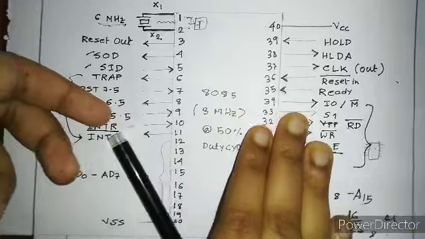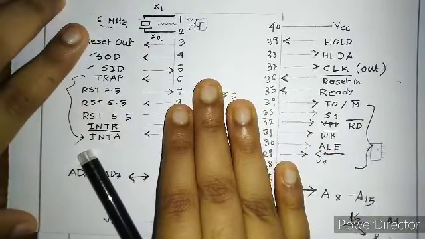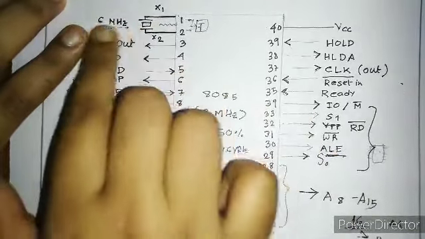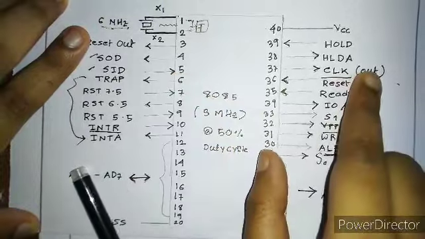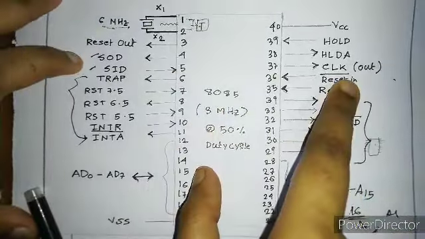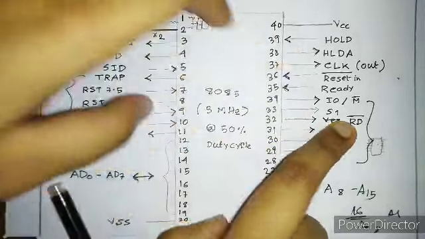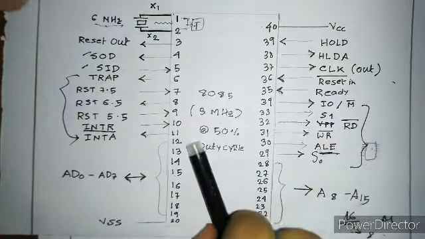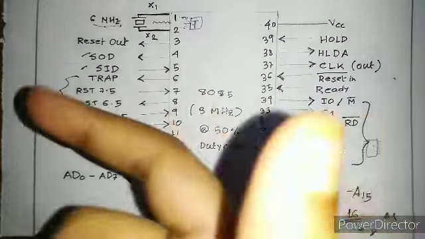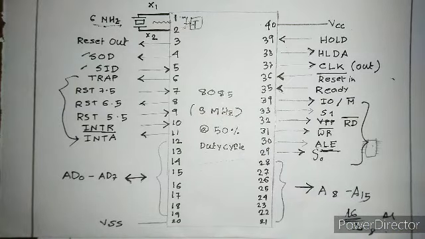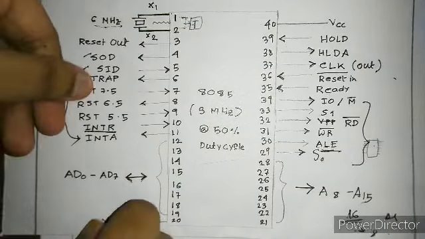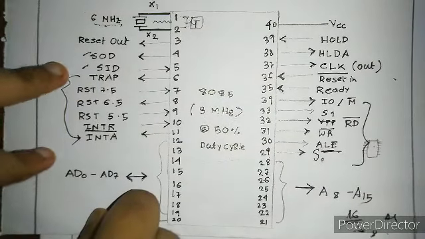One operation is being performed. Okay, the 50% duty cycle is complete. Again it triggers, clock will get input, clock will get output. Okay. Reset in and reset out. Reset in is used to reset the MUP. Reset out is to reset the other devices connected to the MUP. SOD and SID, serial output data, serial input data, for serial communication. From TRAP to INTA, these are for interrupt signals.